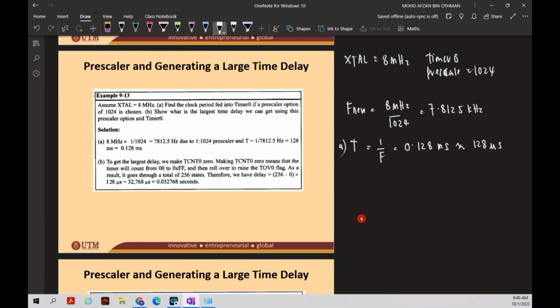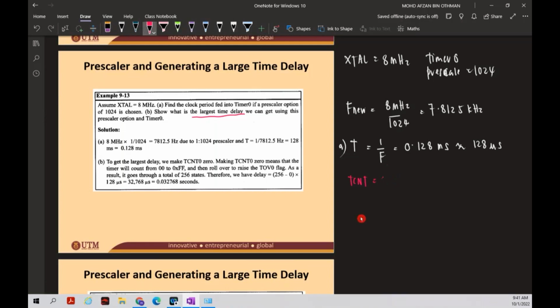And then B, show what is the largest time delay we can get using this prescaler. How to obtain the largest time delay? If you're using normal mode, you set your TCNT equal to 0. By using the formula, TCNT equal to 255, or sometimes you can use FF. FF or 255. I just use FF, to be consistent.